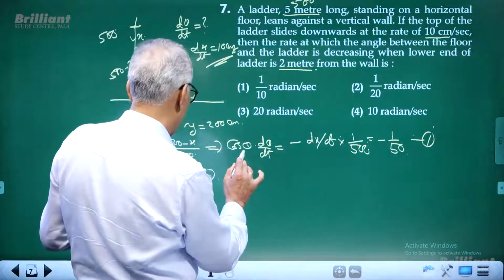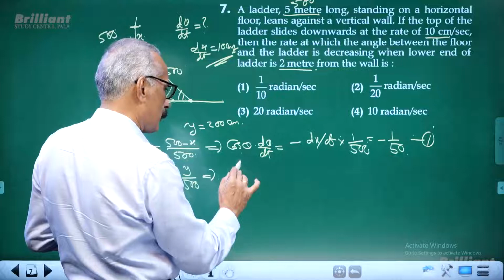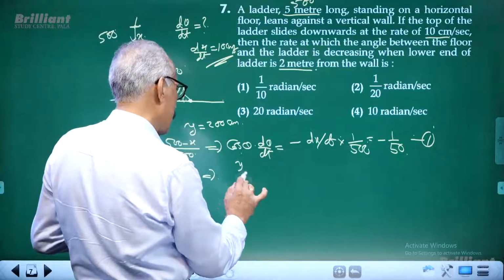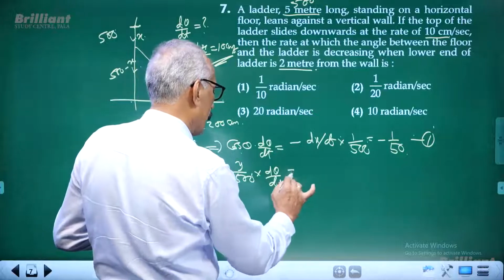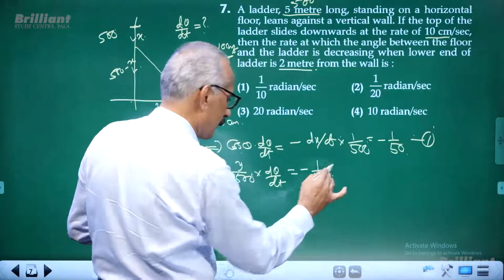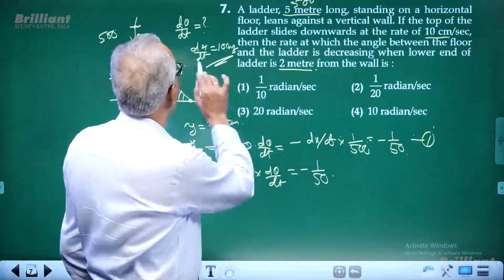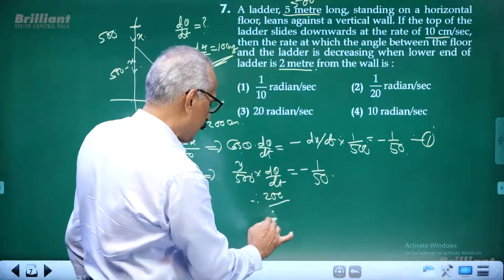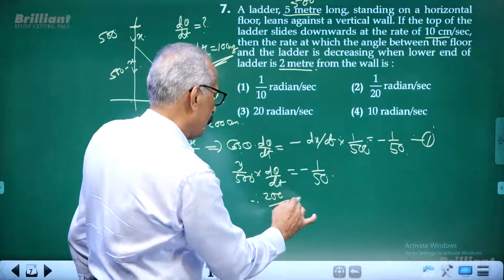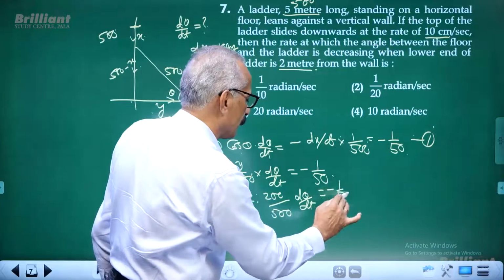So what is this cos theta? Cos theta will become y by 500. So let us substitute over here. That means y divided by 500 into d theta by dt equal to minus 1 by 50. Agreed? So what is your y? Your y will become 200. Therefore, this is 200 divided by 500 into d theta by dt equal to minus 1 by 50.